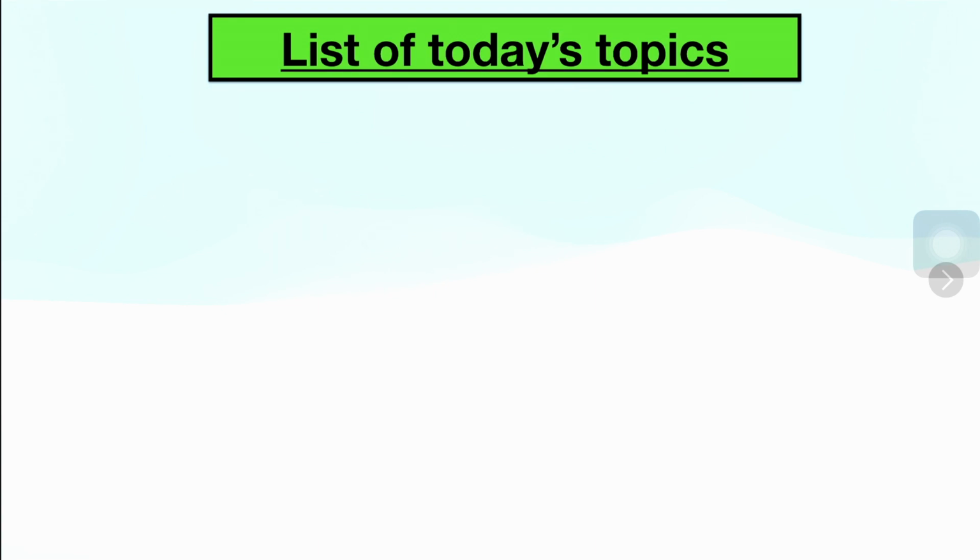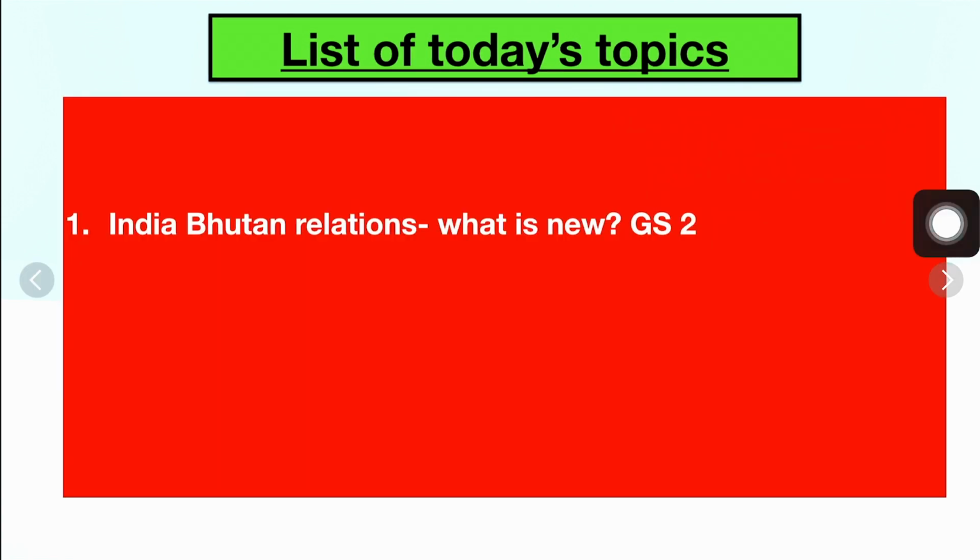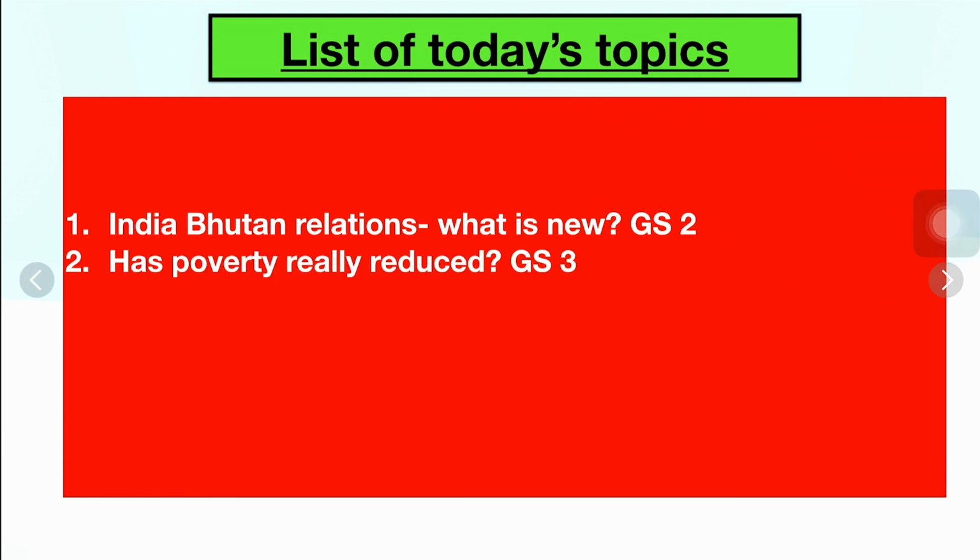Namaskar. Today we would be talking about, again, we are bringing the content back to you. Today's list of topics include India Bhutan relations, what is new, that you can connect in GS2. Has poverty really reduced? It can be related to GS3. As you must have seen, recently there was a news article that appeared that poverty has reduced in India. So we would be discussing how and whether it has actually been done or not.